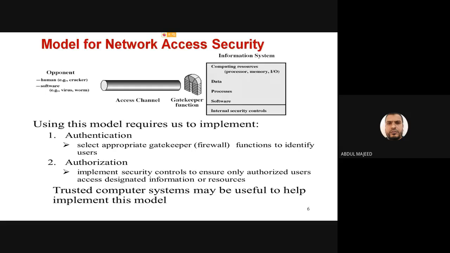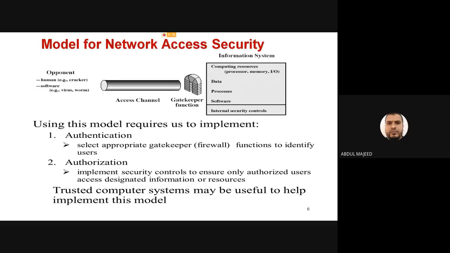Once you have passed the gatekeeper functionality, or if you are able to provide your authorization certificates, your proof of identity, then only can you enter that system. Then only can you use the computing resources like processor, memory, input and output. Then you can access the data, the processes, and the software also.